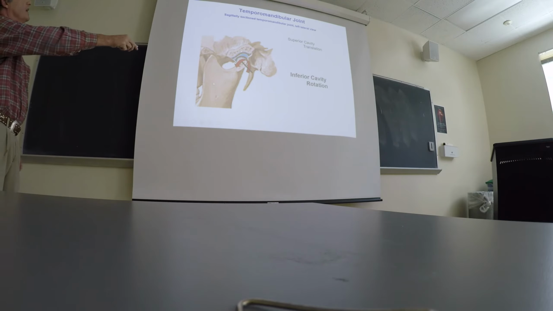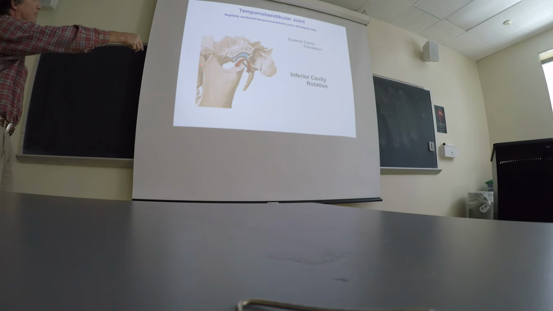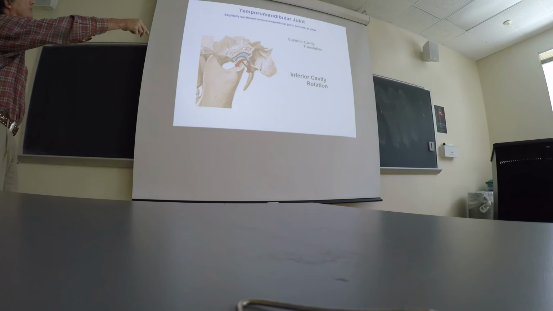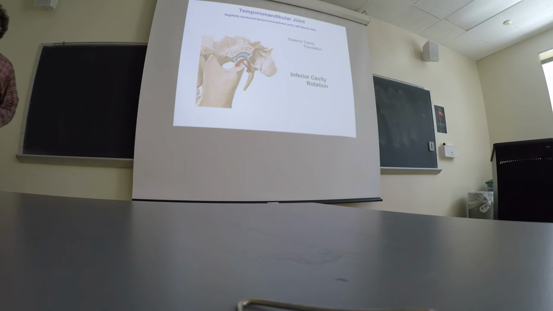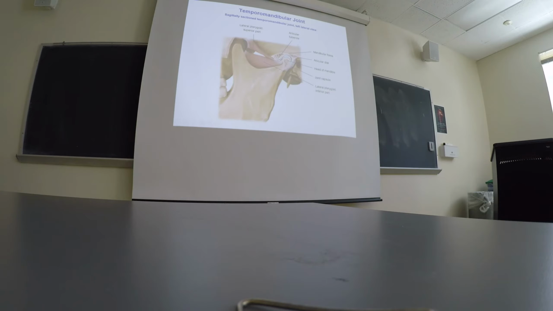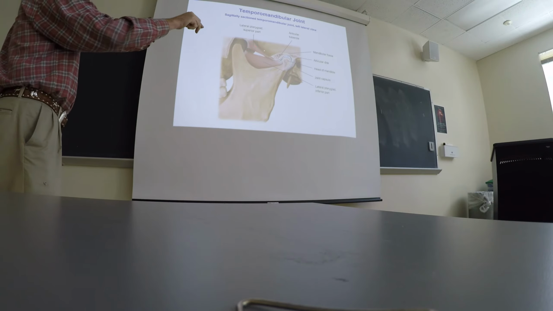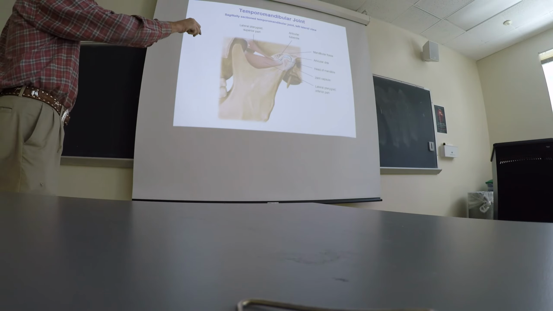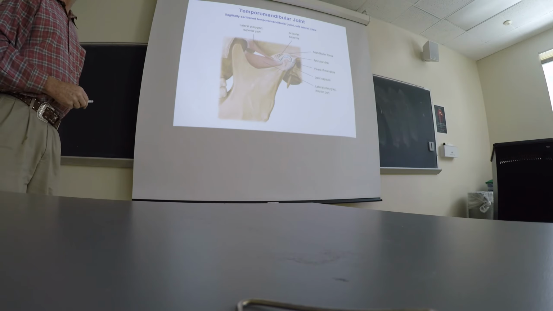So between here is a translatory movement, as the condyle and the disc can move forward and backward relative to this surface. And in this lower cavity, this inferior cavity, that's where rotation happens, as the mandible rotates as your mouth opens. Movements here are affected essentially by this muscle, the lateral pterygoid muscle, which you're going to see.